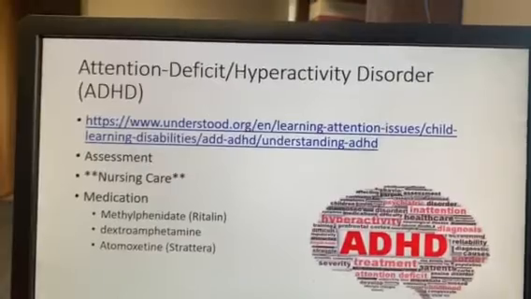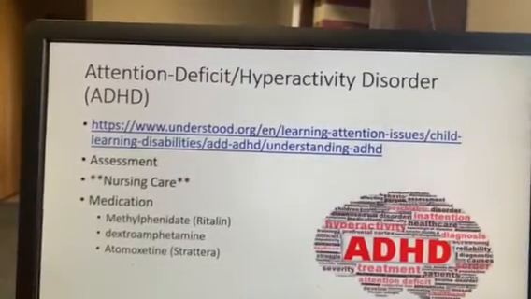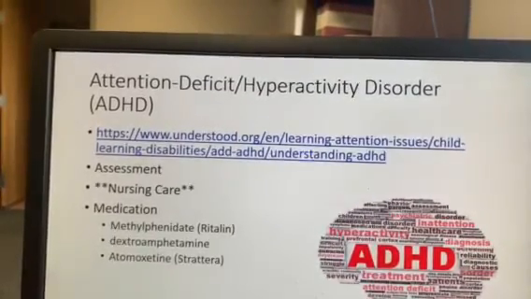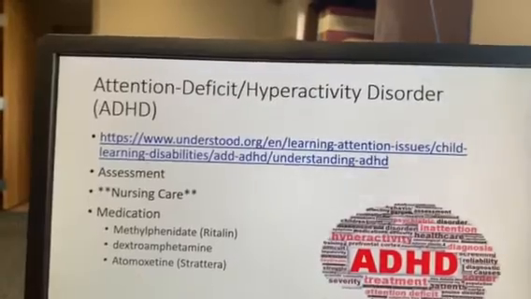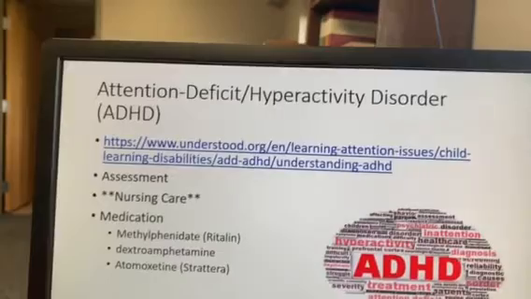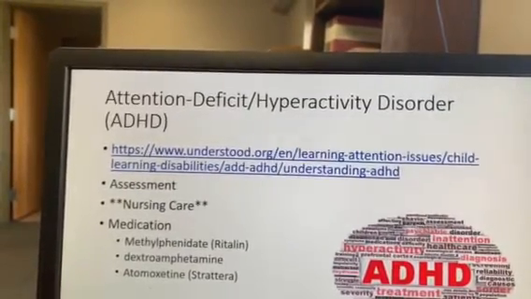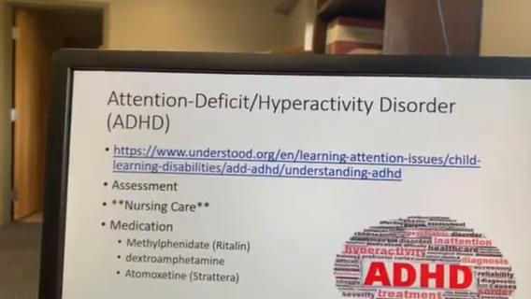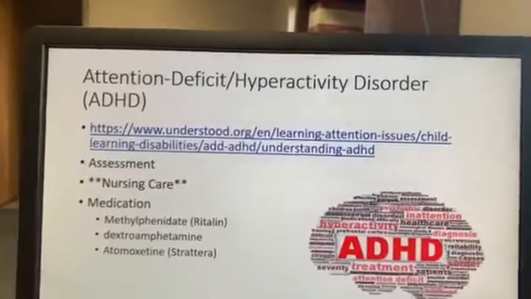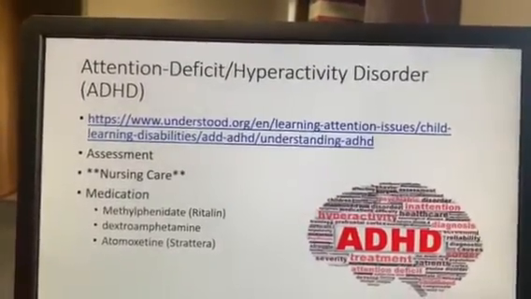For diagnosis, the criteria is the manifestations are present between the ages of 4 and 18. They're present in more than one setting. There's evidence of social or academic impairment, and the child has 6 or more findings from the categories that are listed on page 294. Those categories are inattention, hyperactivity, and impulsivity.